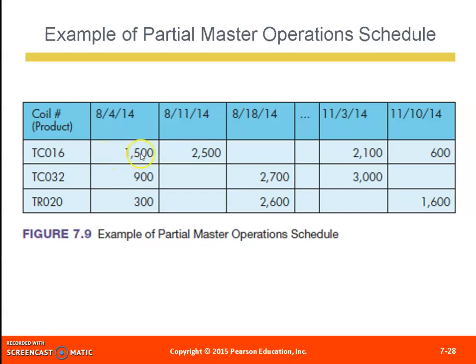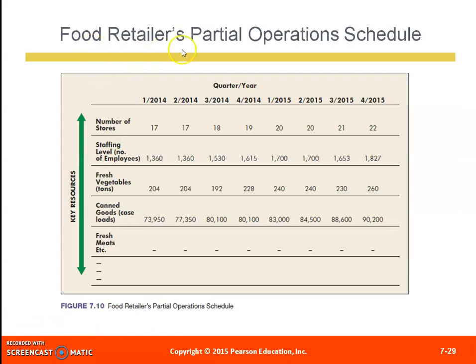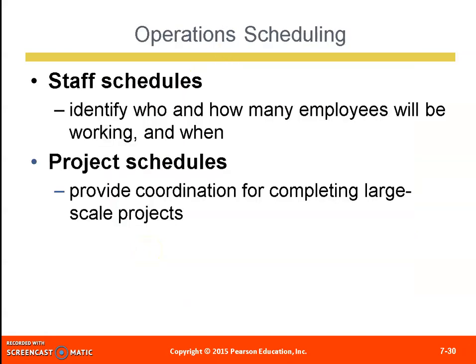So this is how much they should produce for one day, and then for every day up until November. And for the next example, for food retailers, quarterly, every quarter from the first quarter of 2014 up until the fourth quarter of 2015. So how many stores you have for the food retailers, how many employees you have, and the fresh vegetables in tons that need to be ordered for food retailers, and canned food. So you have all this information available for the detailed daily schedule.